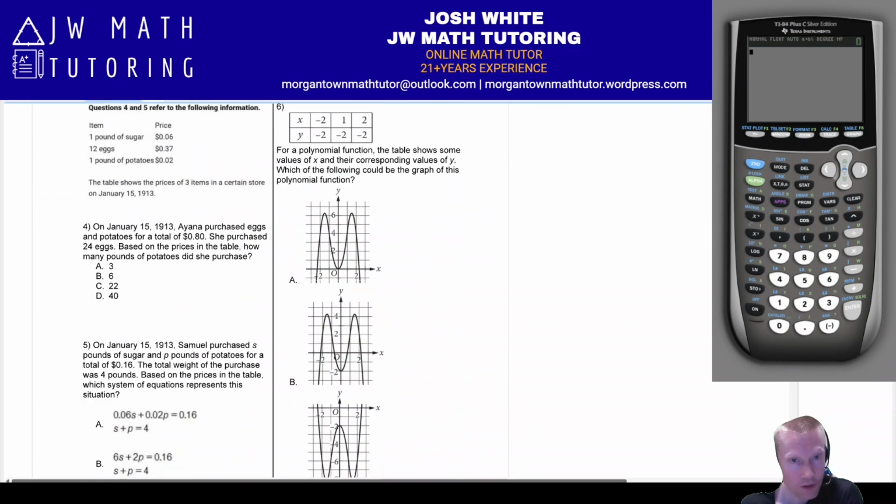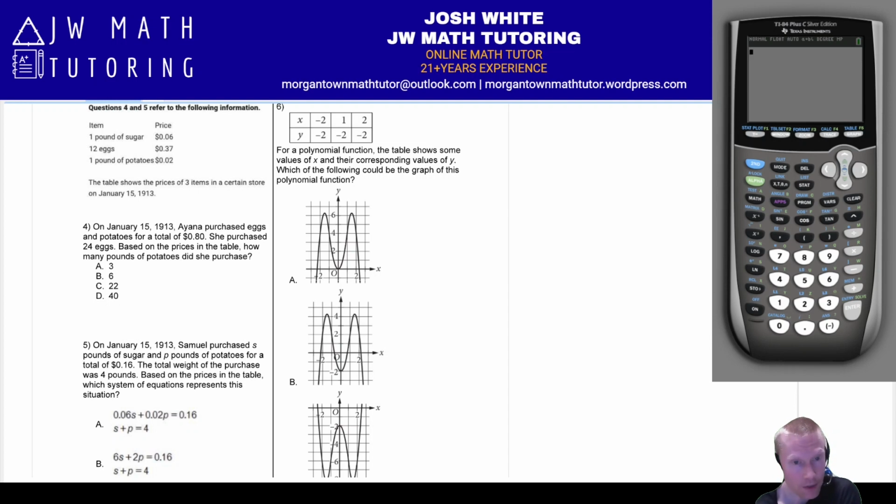All right, now questions 4 and 5 both refer to this little table up here, which has prices of items. So for number 4, you're told that she purchased these eggs and potatoes for a total of 80 cents, and she purchased 24 eggs. So how many potatoes did she purchase?